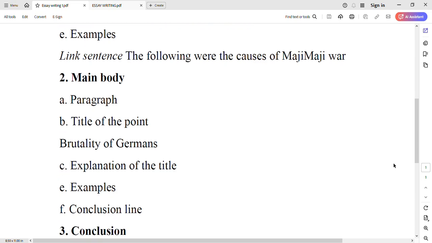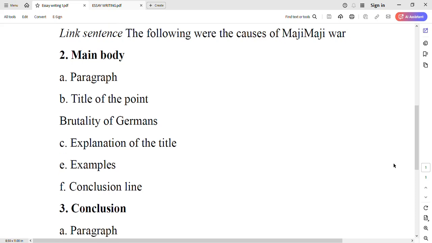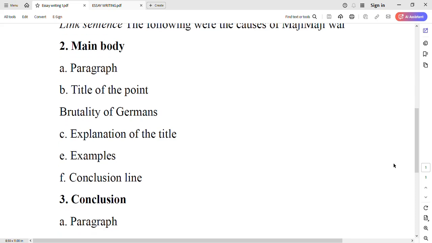And the last part is the conclusion. Here we are going to conclude, or finish, our essay. Please, in the conclusion, we don't have a link sentence between the main body and the conclusion. We have only one link sentence, between the introduction and the main body. So in the conclusion, first of all, we have the paragraph.